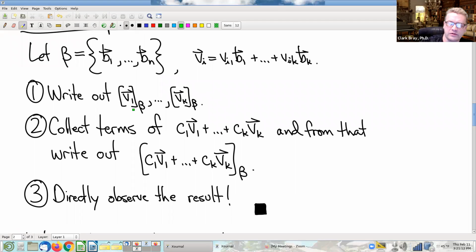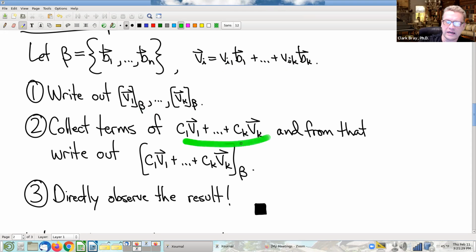For one thing, you can write out the coordinates of each of these vectors that we will eventually be taking combinations of. Their individual coordinates, well, you can see them right here, right? These are the individual coordinates. So you write those down.